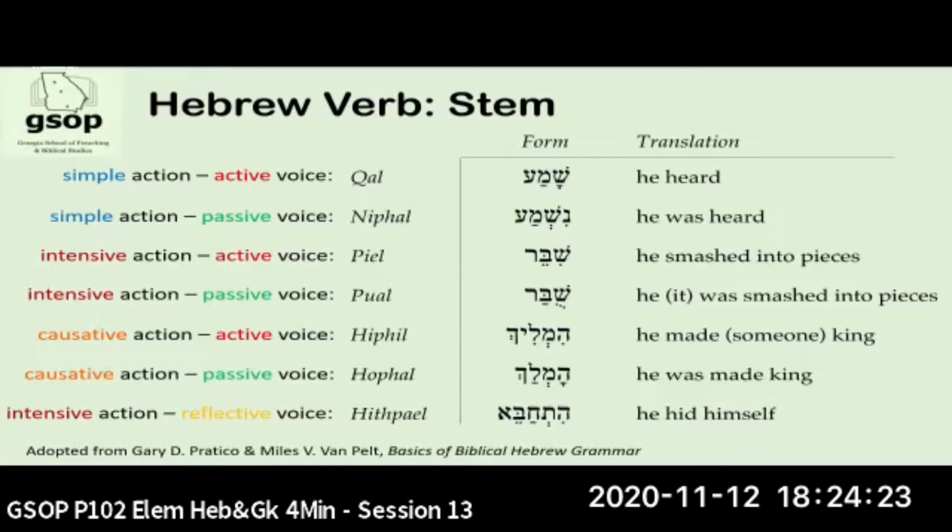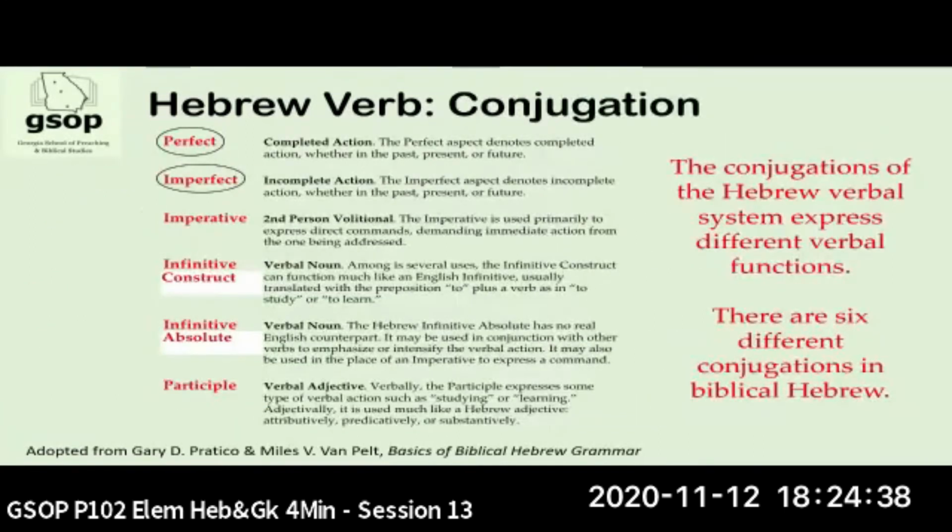And then the last one, intensive reflective voice, Hithpael. This is hithchabe. He hit himself. Okay, so that was fun. And then we go to look at the conjugations. There are actually, let's see, there are two more than this. There's 8 total. Two of them are not shown here, the cohortative and jussive.